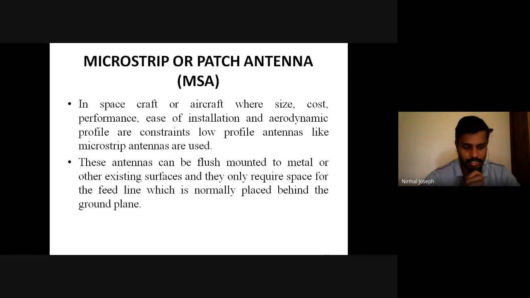Then, these antennas can be flush mounted to metal or other existing surfaces, and they only require space for the feed line, which is normally placed behind the ground plane. Flush mounted means they can be inserted into a metal or other existing surface. And they only require space for the feed line. Any antenna requires space for a feed line. So here, that is the only space requirement, and that too is normally placed behind the ground plane, or the plane where it is being inserted. So that is also not consuming any space.